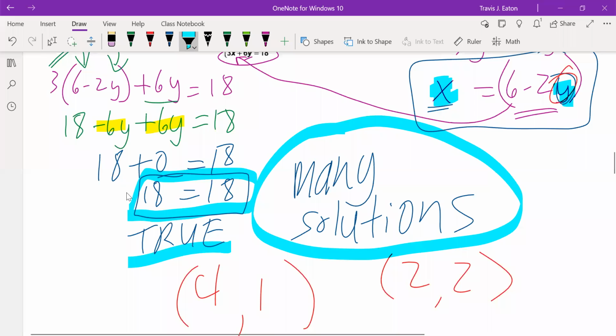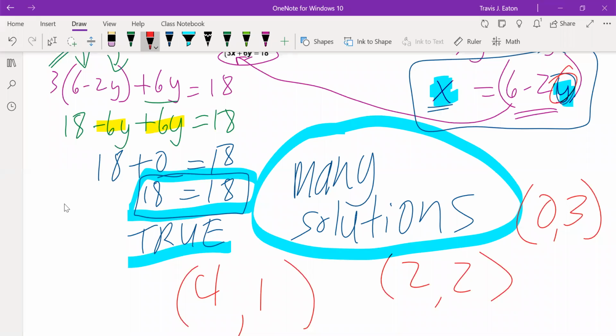If y was 1, then x would be 4. If y was 2, then x would be 2. If y was 3, well, let's see, that would be 2 times 3, which is 6, and 6 minus 6 is 0. So if y was 3, then x would be 0. All right. So as long as that xy pair fits into the scenario here, you're going to have an unlimited number of solutions, but they all must lie on that line.